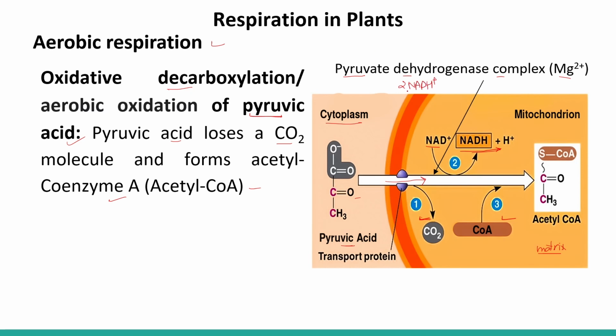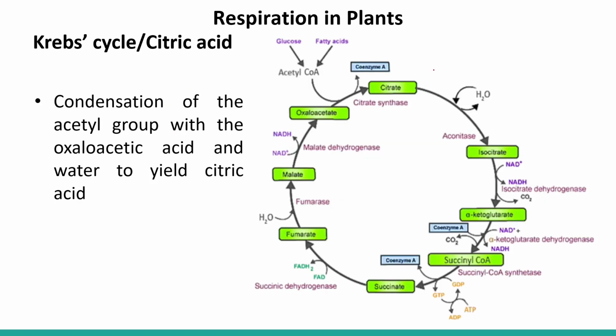The net gain here is 2 NADH. No ATP is produced here, but NADH is produced. There are 2 molecules of pyruvate, so 2 NADH will be produced. Now the acetyl coenzyme A which is produced can enter the Krebs cycle. The Krebs cycle is also known as the citric acid cycle because the first compound formed is a 6-carbon compound known as citric acid.